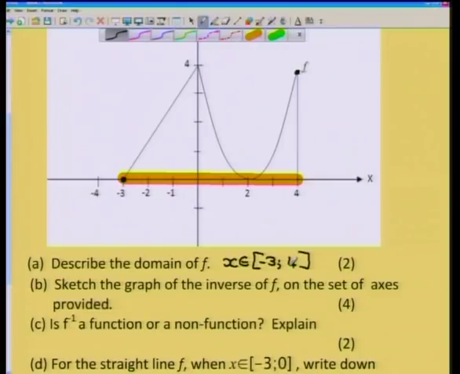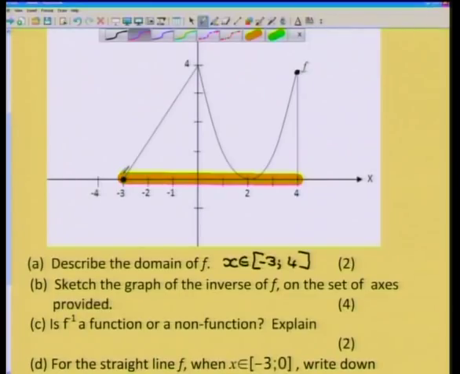Now the next question says sketch the inverse. Now again, I'm not going to worry about working out the equation, because with what I know, I have enough information to swap around my x's and y's. So going over here, instead of having -3 on the x-axis, I can have -3 on the y-axis. I might have to just extend this out a little bit, so let's do that. In fact, I think I should use the solid line.